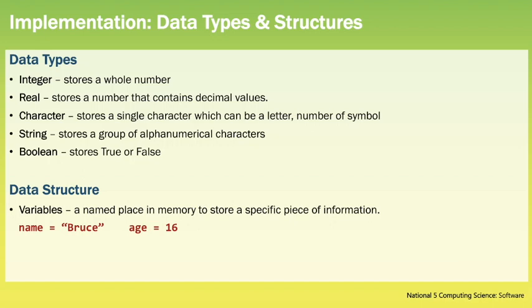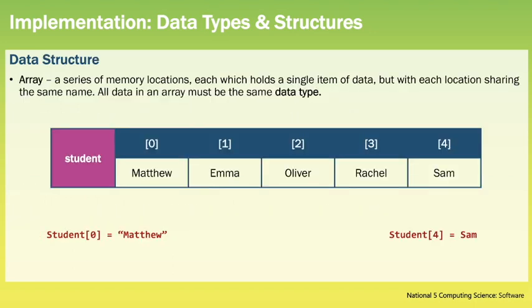There are different ways that we can store information within our program. And variables are a named place in memory where we store a specific piece of information. So in the example here, I'm storing the value Bruce within the variable name. So at any point later on in my program where I refer to the variable name, I will get the value Bruce.